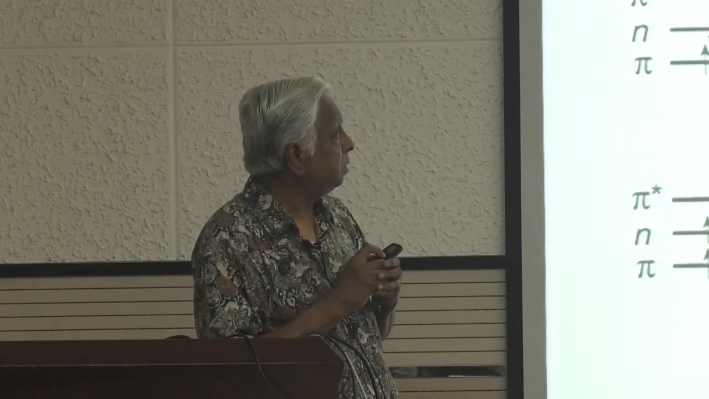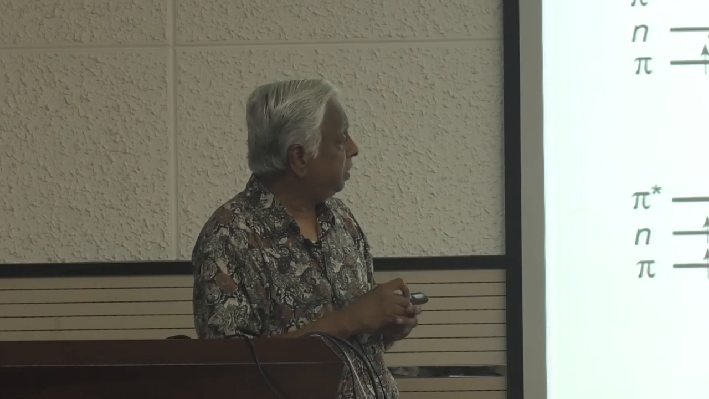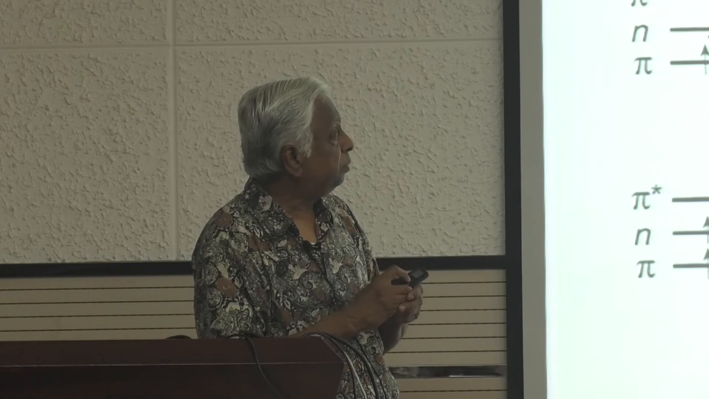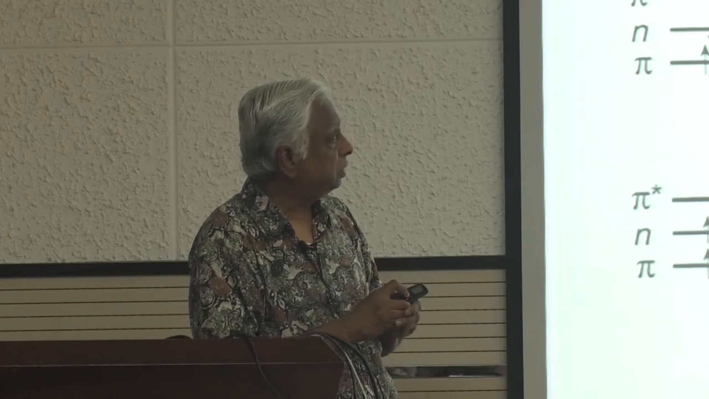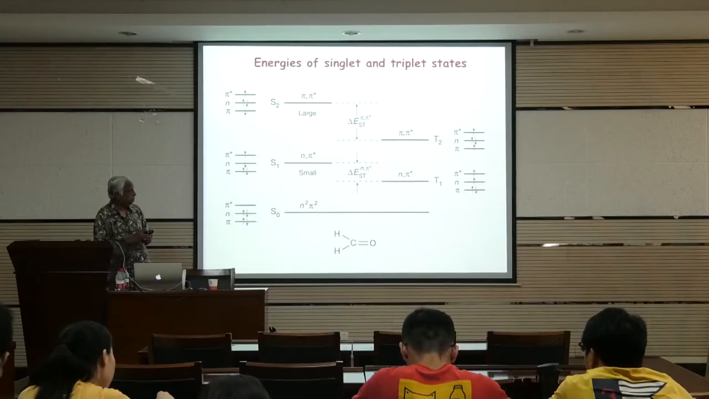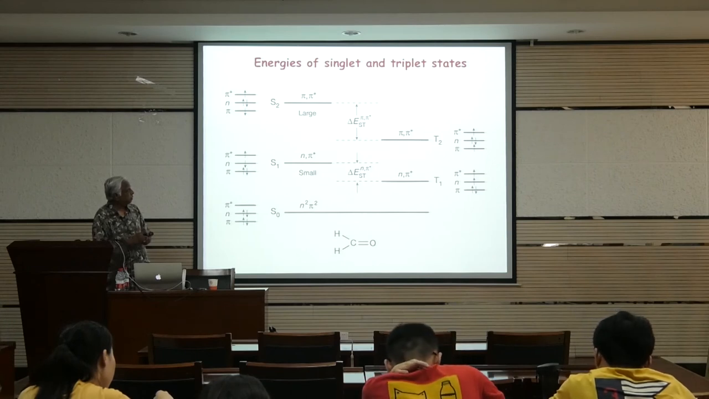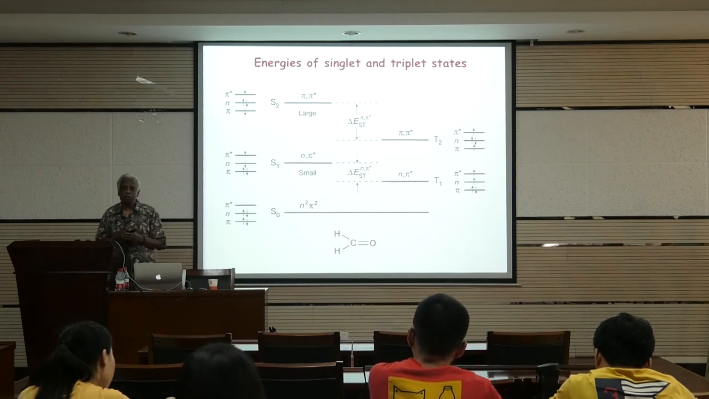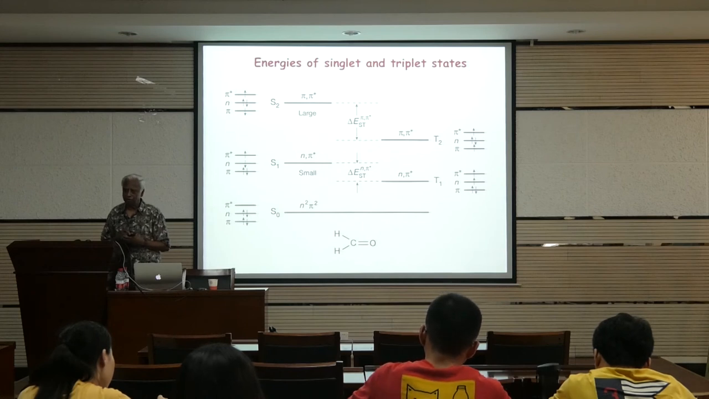And in this case, for the second excited state, we take an electron from pi to pi star. Pi, pi star, the gap between S1 and T1 is large. You can see here the triplet is lower energy than the singlet. Here too, the triplet is lower energy than the singlet. How much lower depends upon the two orbitals where the electrons are, okay?